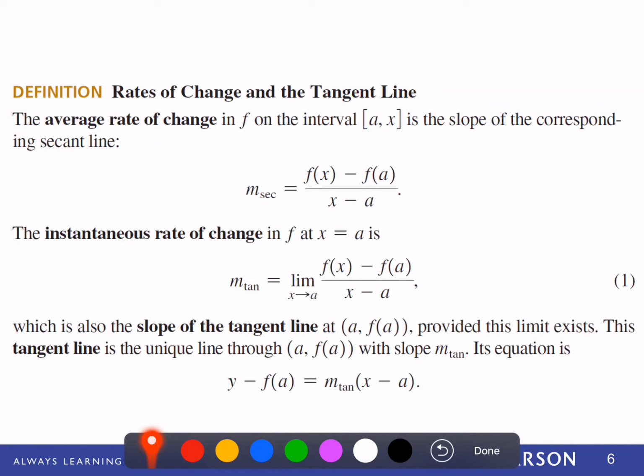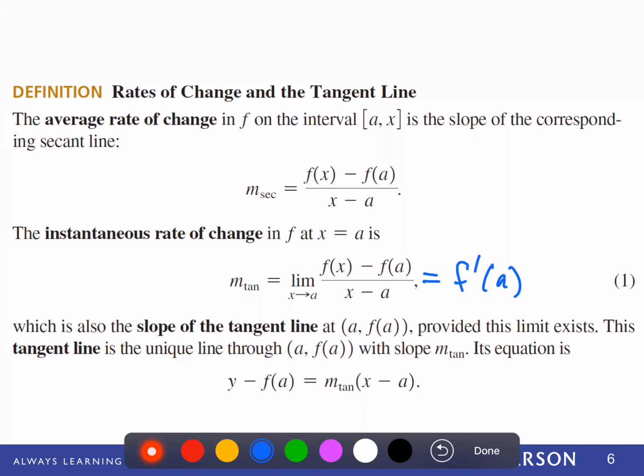This slide has some information on it. I will let you pause the video and take notes if you wish, but it simply gives the values of things I mentioned before. This is the slope of the secant line as well as the instantaneous rate of change. Now we can throw in some notation here: this is what's called f prime of a.